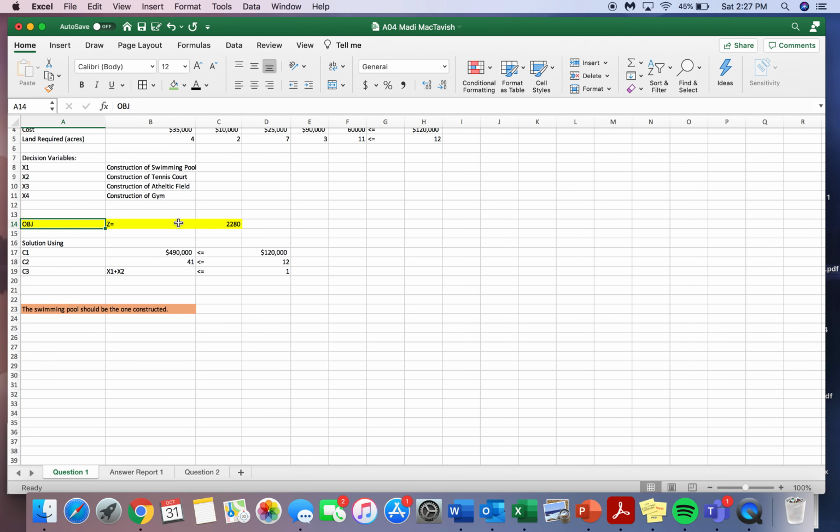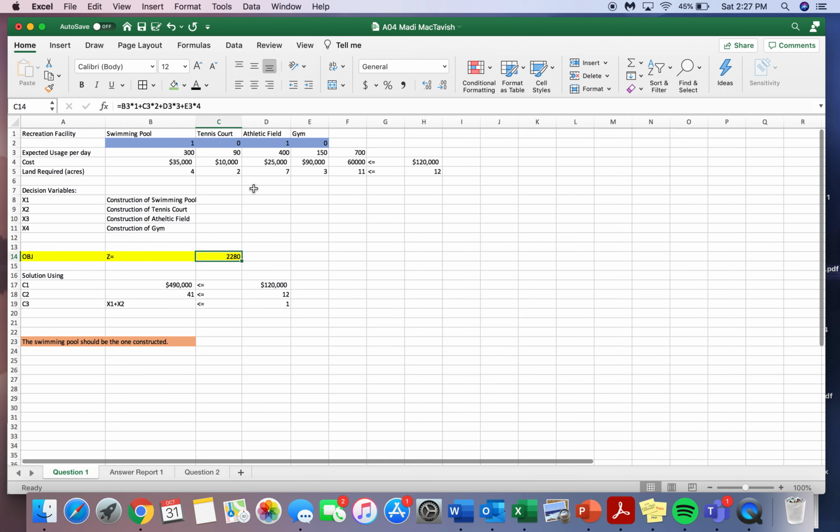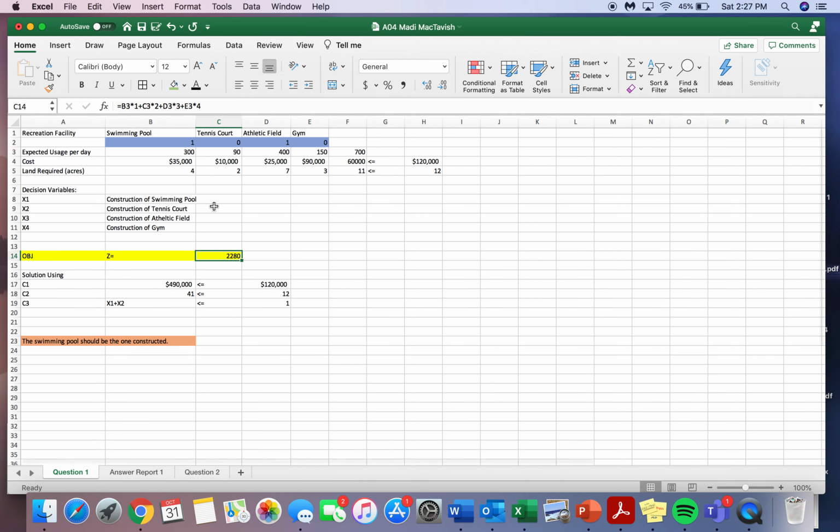So for my objective function, you can see my formula here. This was maximizing z, and to get this number, I went through the expected usage per day and just went along and multiplied that by 1, by 2, by 3, by 4 to get my answer.